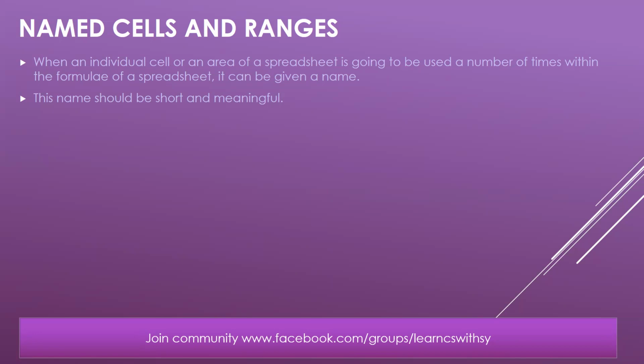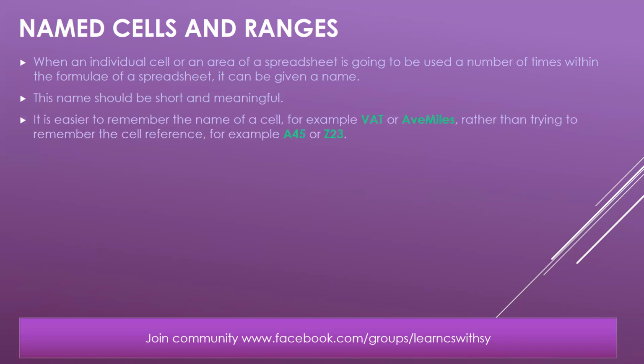But one caution is you should keep the name of that cell short and meaningful so that you will also remember what it is for. For example, rather than remembering A45, if I have given the name bat, that will be easier for me to remember. Similarly, instead of writing Z23 all the time, I may forget the exact reference. So instead I can say AVE miles. So this is going to make it easier for me to work on and remember.